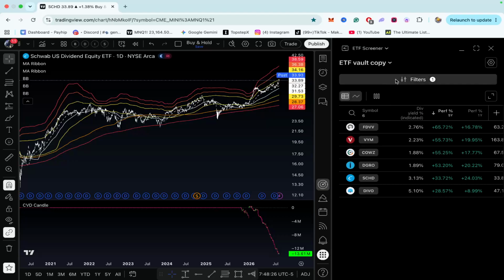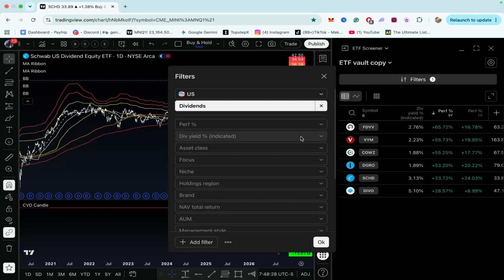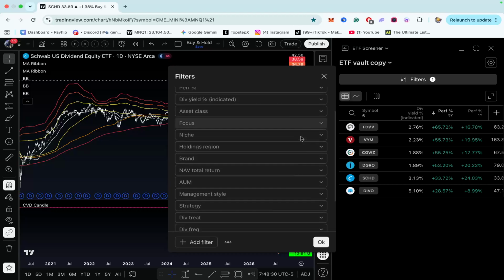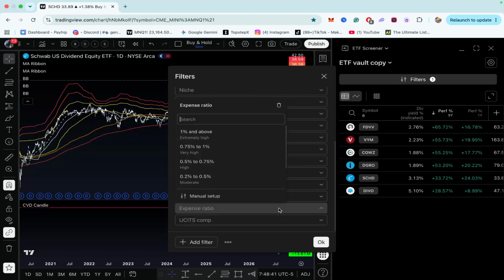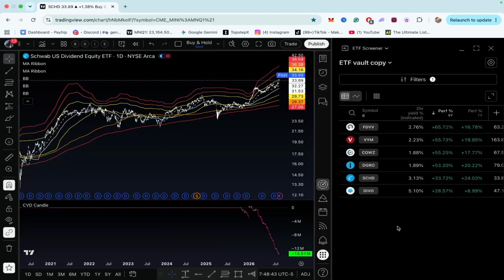Let's open this back up. Let's do this. Yeah, niche focus, management, strategy, dividend treat, dividend frequency, leveraged, expense ratio. Cool. Well, whatever. Anyways, these are kind of the ones I was looking at.